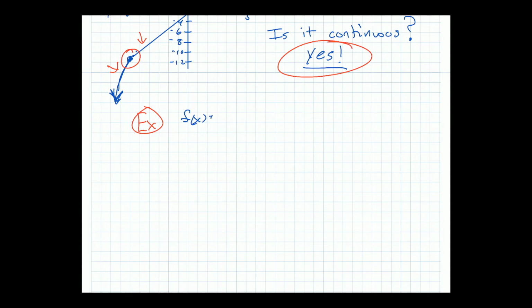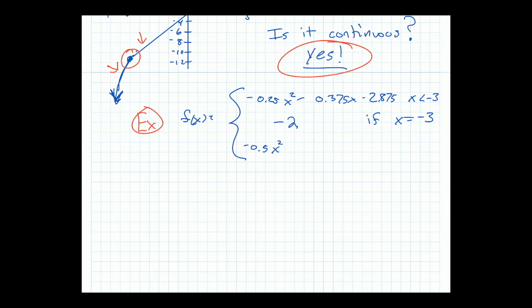So f of x is equal to negative 0.25x squared minus 0.375x minus 2.875, and that's if x is less than minus 3. Then we have minus 2 if x is equal to minus 3. And then we have minus 0.5x squared minus 1.5x minus 4 if x is greater than negative 3. Now, everything in this one happens at negative 3, right? That's the only switchover point.